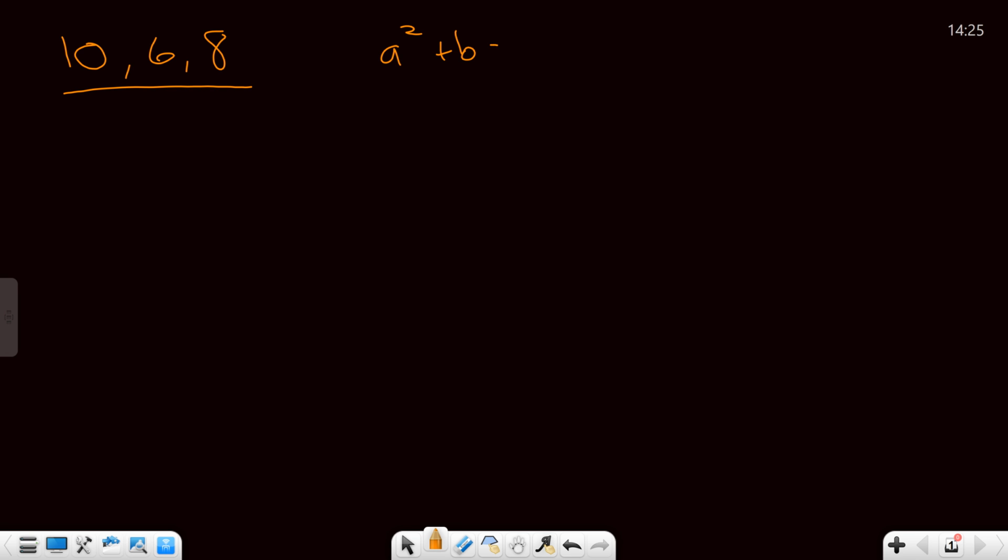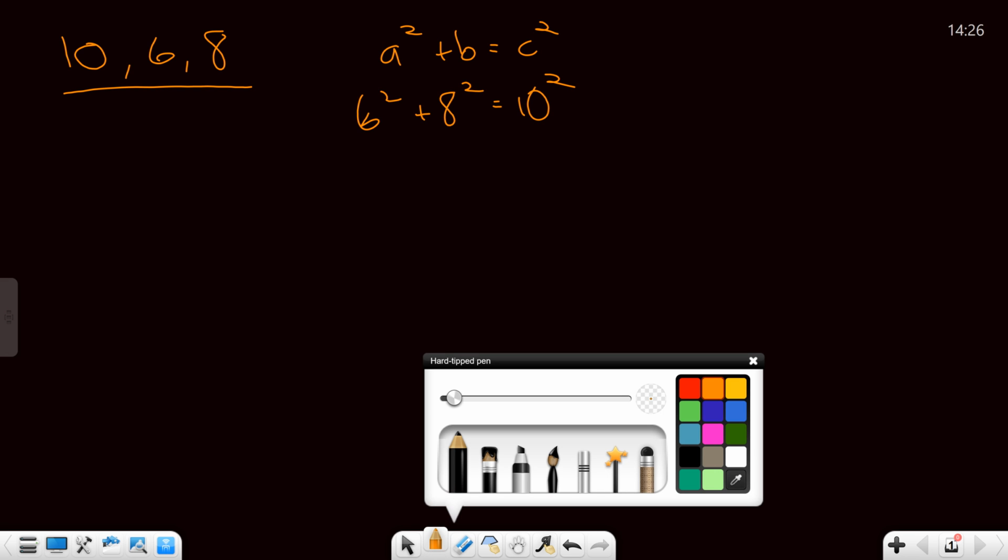A squared plus B squared equals C squared. 6 squared plus 8 squared equals 10 squared. Therefore, it has to be a right triangle.